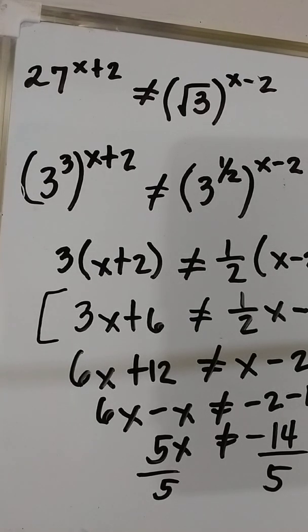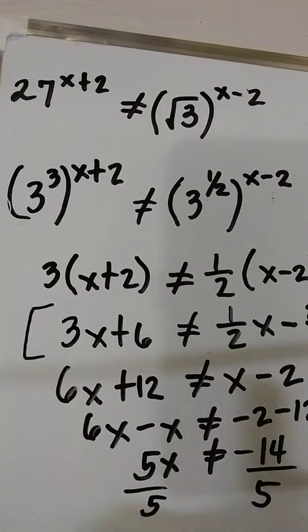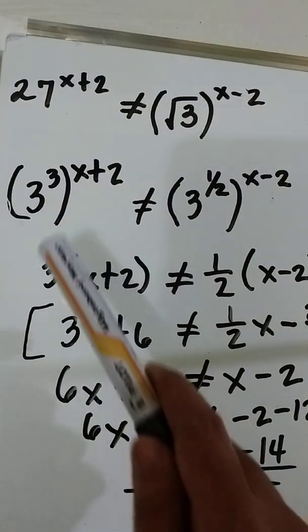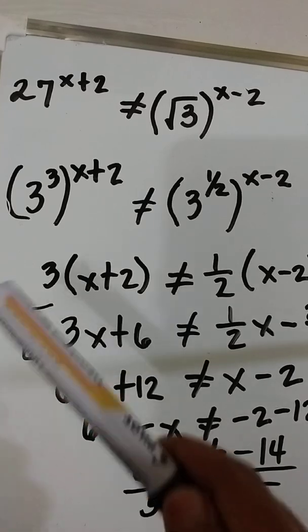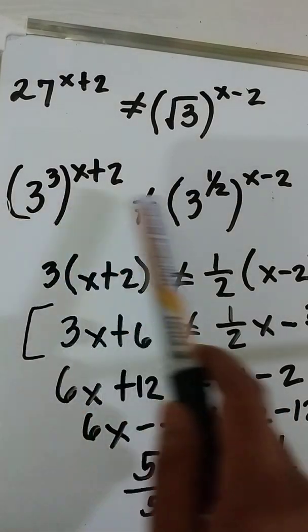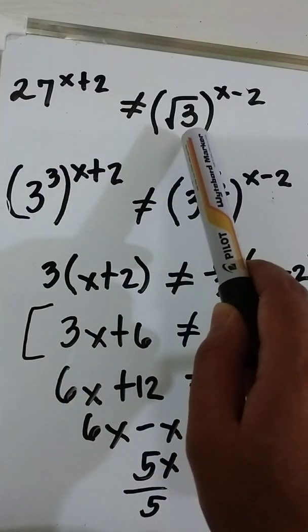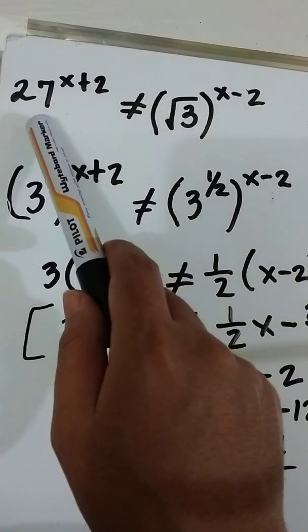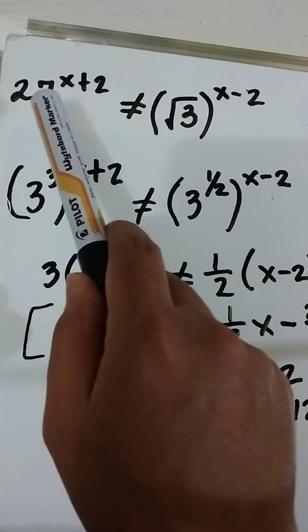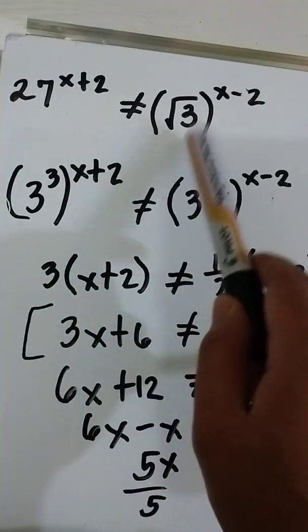Exponential equation, wherein you have to make their bases the same, the left side and the right side. Then after that, solve for x. So, as I said, let's apply the rule for exponential equation. You have to make their bases the same. In this case, we will make it to the base 3.